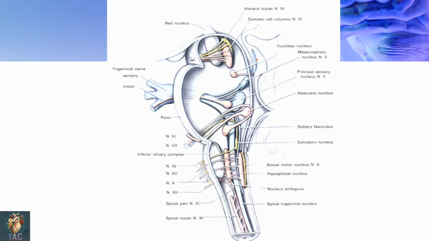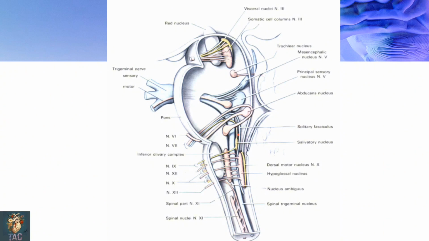The trochlear nerve is the only nerve which emerges on the posterior aspect. All remaining cranial nerves emerge on the anterior aspect. So two nerves emerge from the midbrain: this is the trochlear, and this one is the oculomotor.